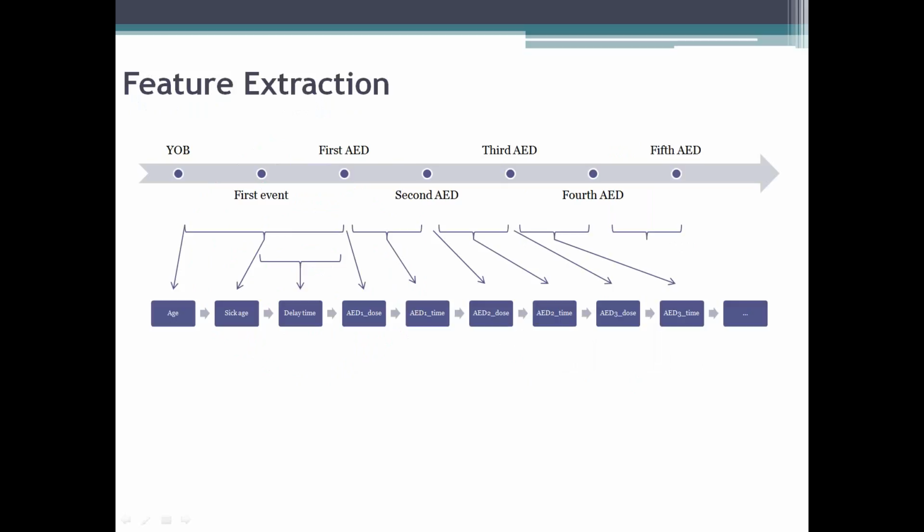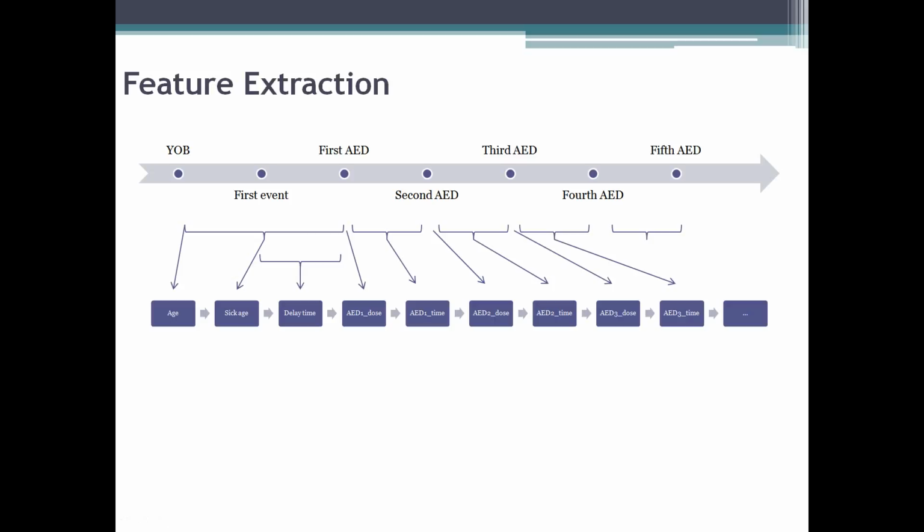To extract features, I follow the timeline of each patient's history. Basically, I extract about 18 features, such as the age of a patient and the sick age, which is when the patient first takes an AED, and delay time. Delay time is the time between the patient's first event and the first time he takes the AED. The other features are straightforward.